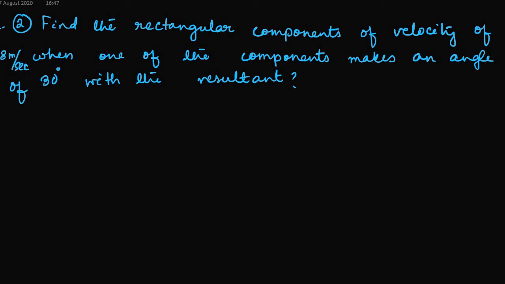I must say here, whenever you are reading a question, do not panic. First, the clue is to understand what is being written here. Find the rectangular components. That means if the velocity is given, the value is 8 meter per second, and we know velocity is a vector quantity, the magnitude is given.